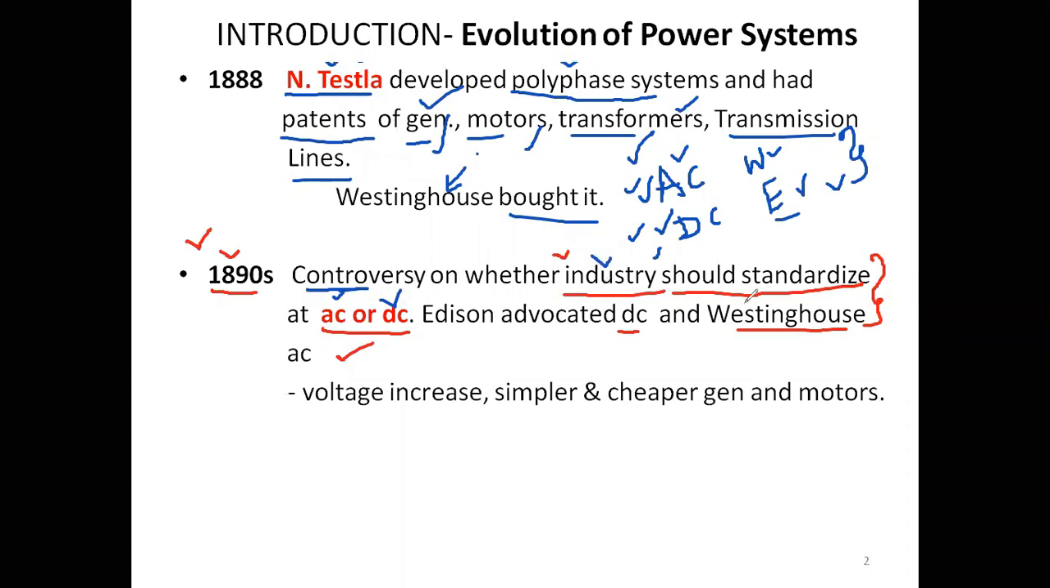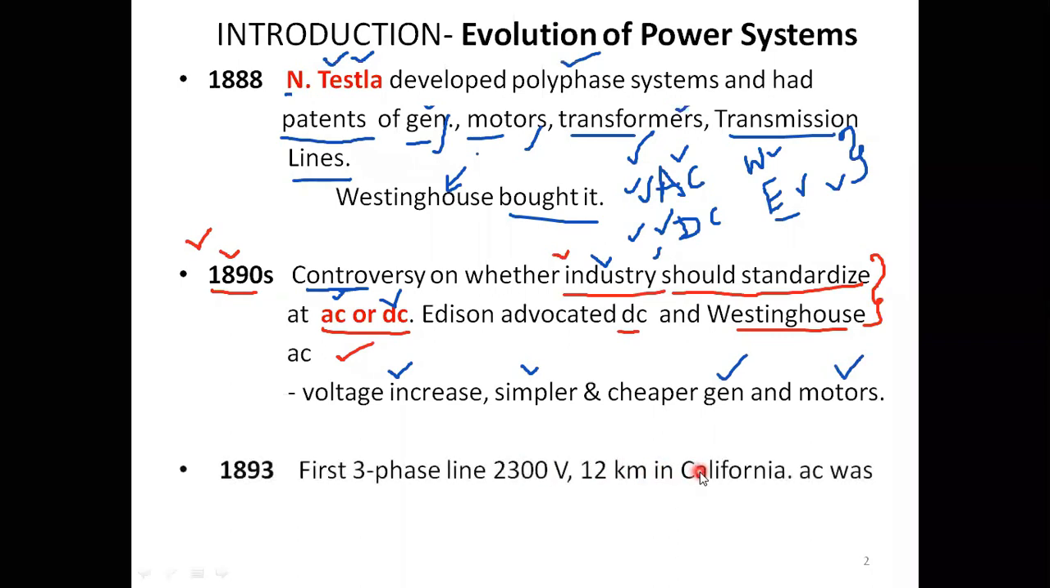The controversy had started, but because of voltage transformation, it is possible in AC to increase or decrease the voltage levels. Because AC is simpler and cheaper in terms of generators and motors, AC became more popular and DC was phased out year by year. That is what happened here.